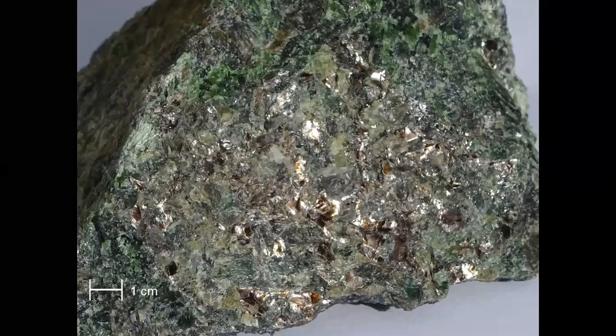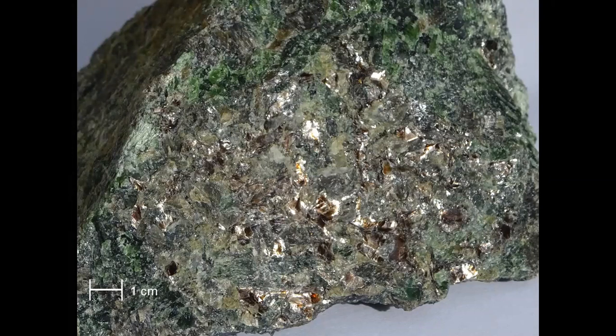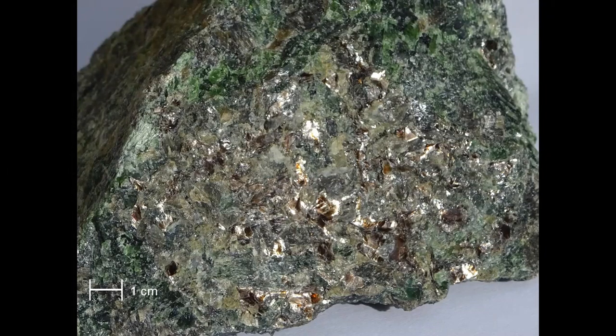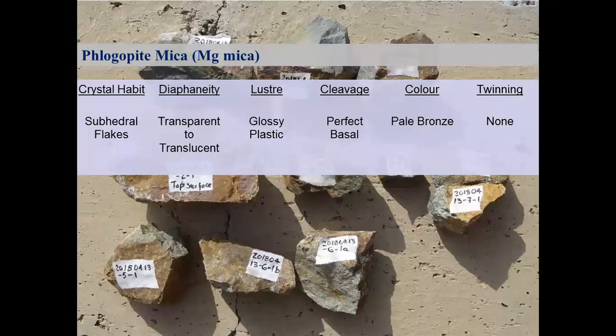This is a mica, but it's not a mica that we've just talked about because it's too bronzy, and the biotite mica was black to dark brown, and this isn't black to dark brown, this is bronze, and this is the mica phlogopite. What phlogopite is, if you like, is the magnesium mica. As it says there, phlogopite mica, the magnesium mica.